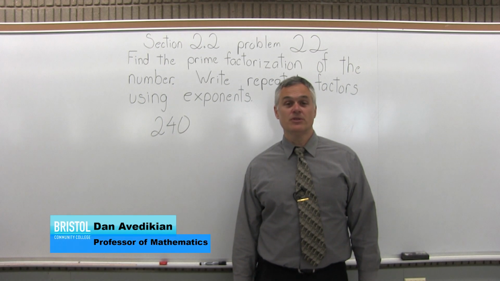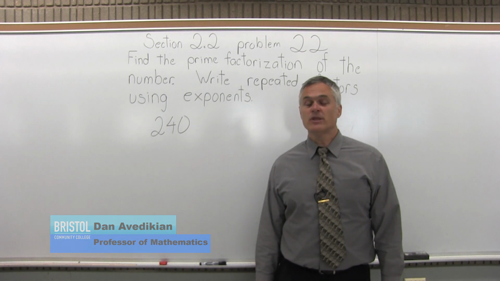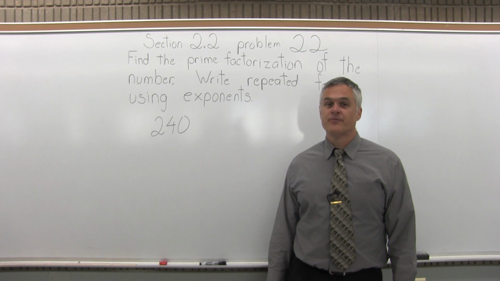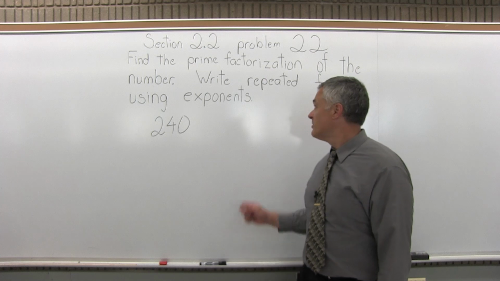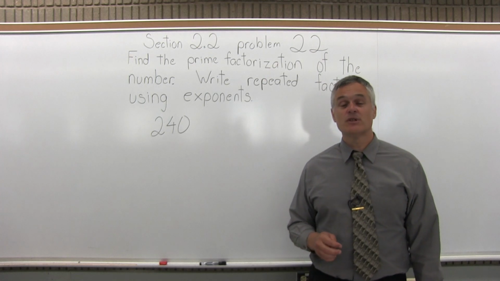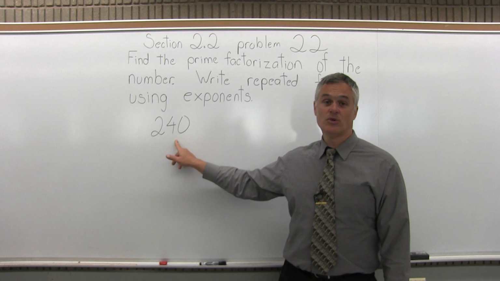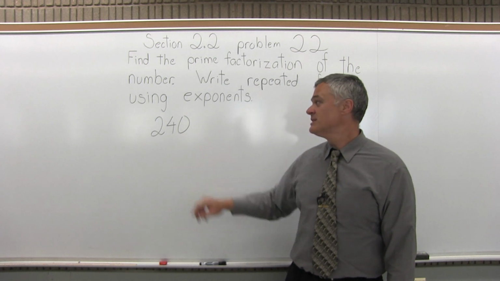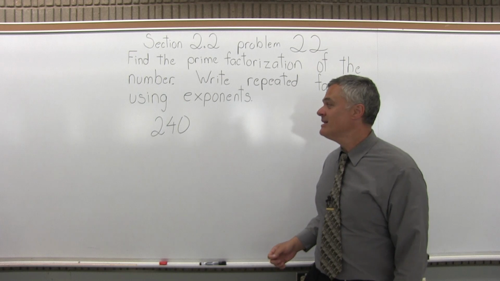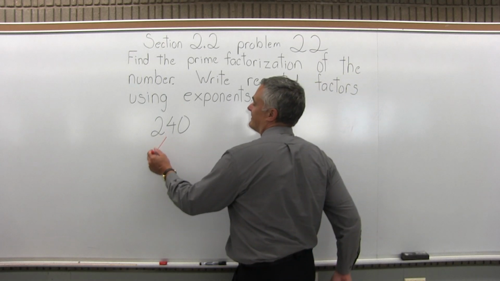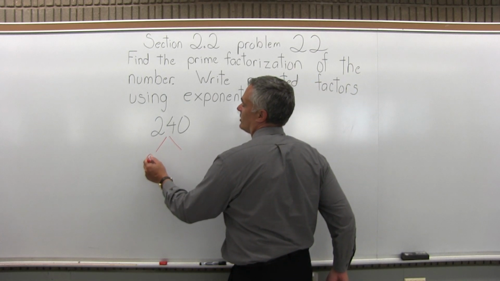This is Section 2.2, Problem 22. It says, write the prime factorization of the number and write repeated factors using exponents. And we have the number 240. So what primes multiply to make 240? And what you'll see is you can start it many different ways. In the end, you should get to the same answer no matter how you start.